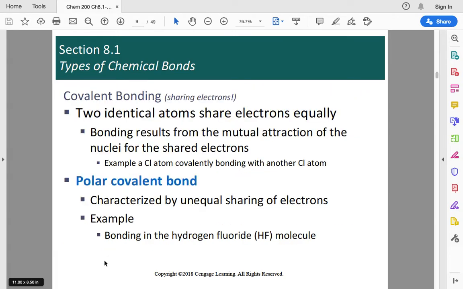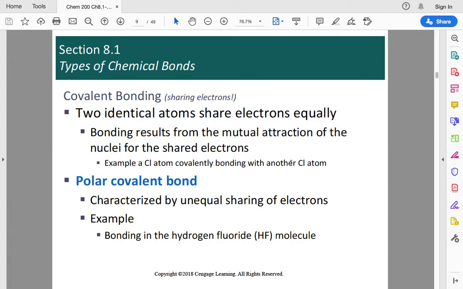So we talked about ionic bonding, and we know that's an electrostatic attraction between a positive charge and a negative charge. And covalent bonding is the sharing of valence shell electrons. This could happen between two of the same kind of atoms or two different atoms. In identical atoms, so H and H, Cl and Cl, C and C, the bonding results from mutual attraction of the nuclei and the shared electrons.